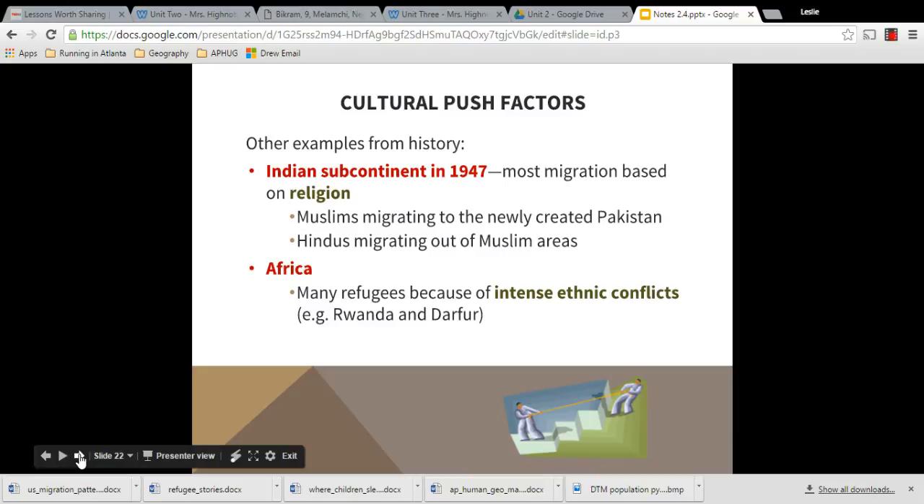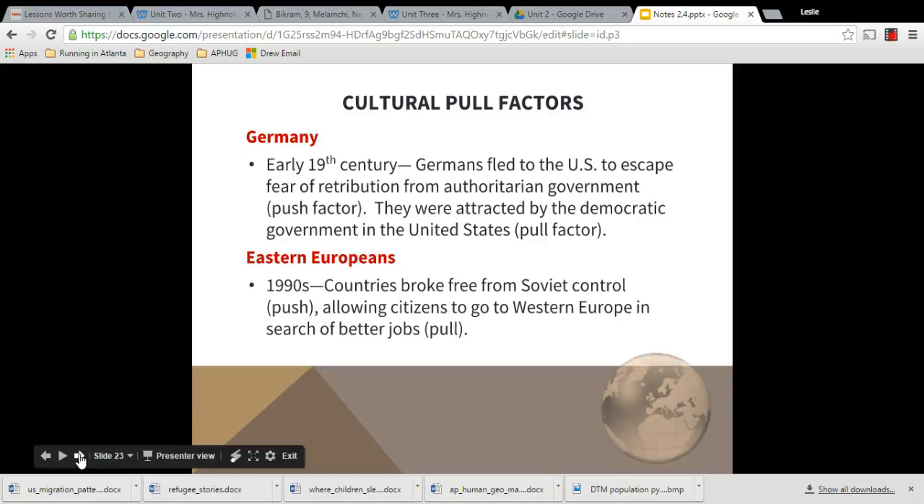singular states. In Africa, there are refugees because of many intense ethnic conflicts. Examples are Rwanda, which we talked about in class, and then we also had the example of Darfur, as the genocide in Darfur occurred in the early 2000s, and that eventually leads to the independence of South Sudan.